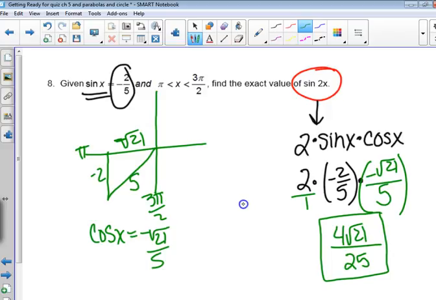Morgan, got another one? Any questions, Riley, before I change this? Yes.